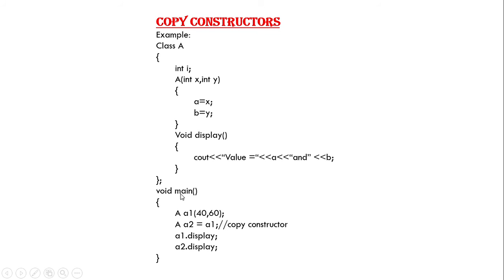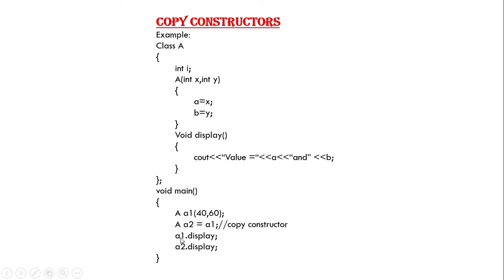Now in the void main, I've created the object A1, and I have passed the values 40 and 60 to the object A1. And here I have created another object, A2, and then I have copied the value of A1 to A2. That is, A2 is also having the same parameters as A1, that is 40 and 60. So A2 is also having 40 and 60, and A1 is also having the parameters 40 and 60.